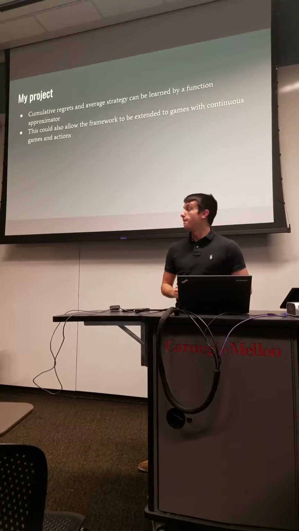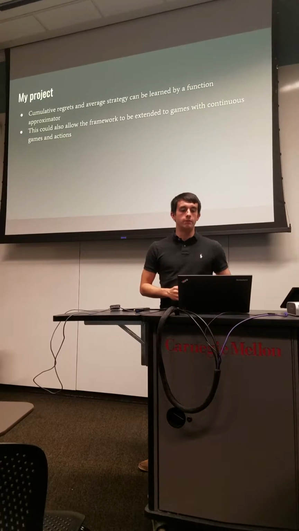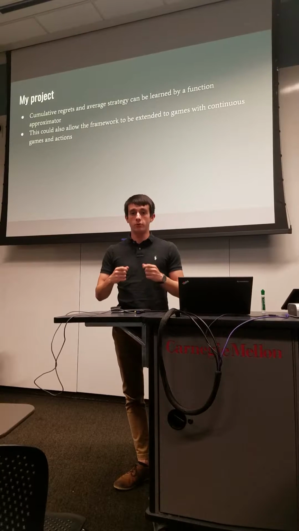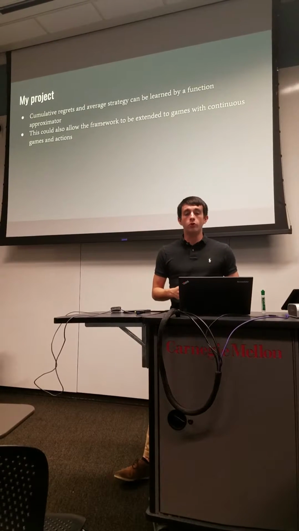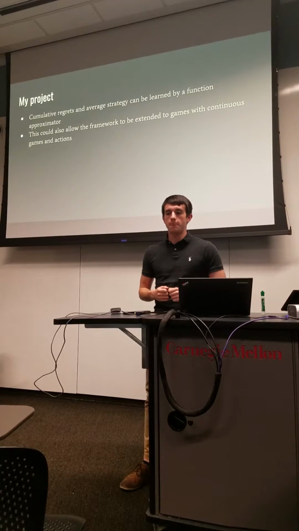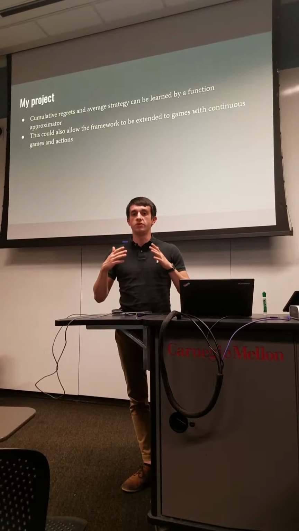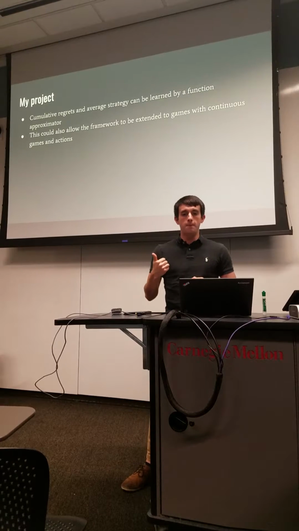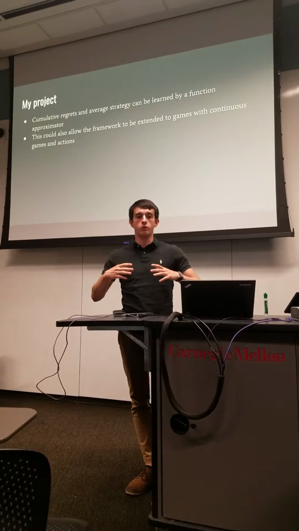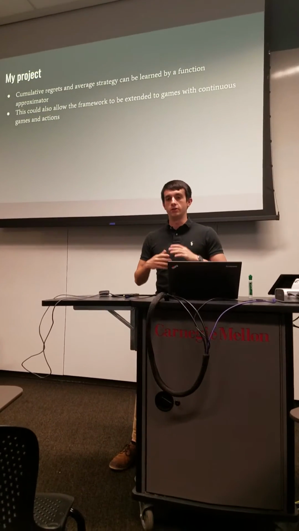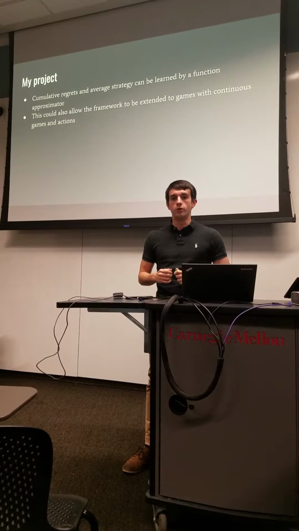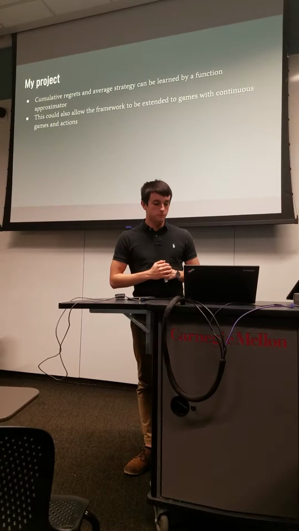So now we get to my project. In my project, instead of storing these regrets and average strategies in tabular form, they could be learned by a function approximator, such as a neural network. This fixes the weaknesses we just saw in CFR. This function approximator could effectively store these values in a much more compact representation rather than in the giant table that takes up so much memory. So it fixes our issue of taking up so much memory in the system.